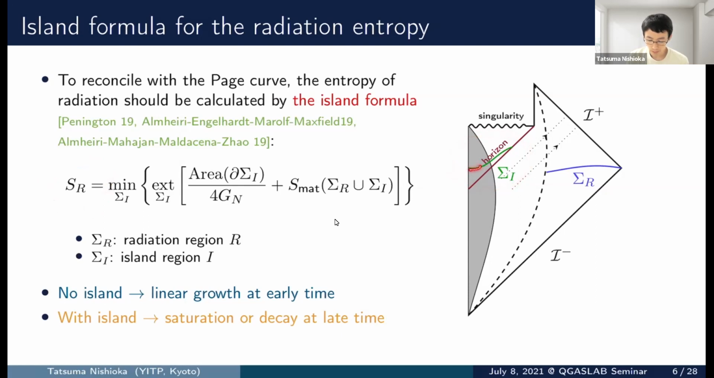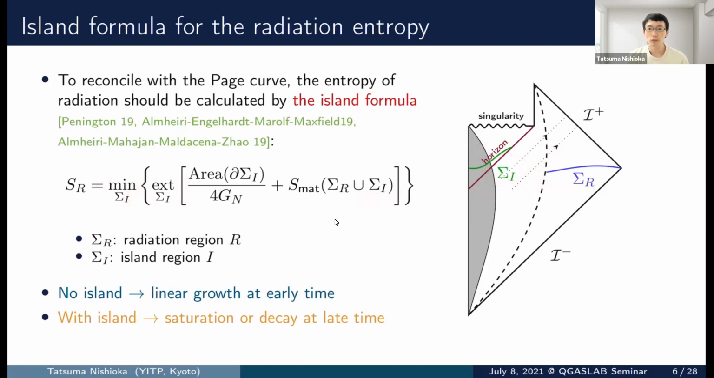And you first assume that there exists some interval inside a black hole. And then you calculate the area of this region, and you also calculate the entanglement entropy of the matter for the union of the original radiation region plus the island region. And then you are supposed to extremize with respect to this island region and take the minimum. So this is the formula.